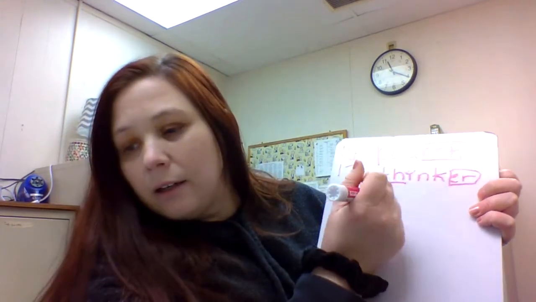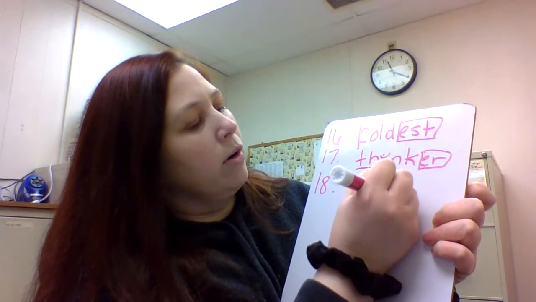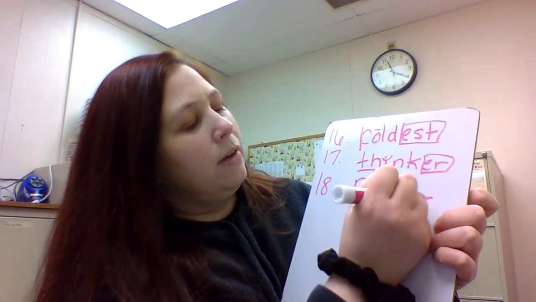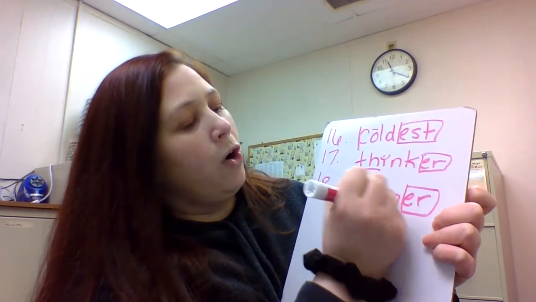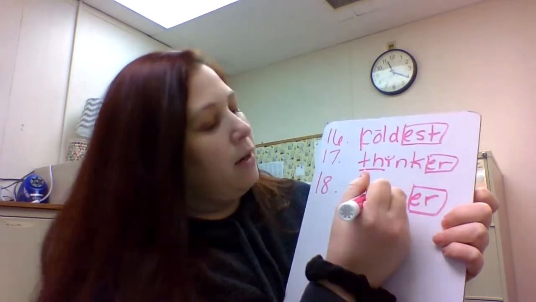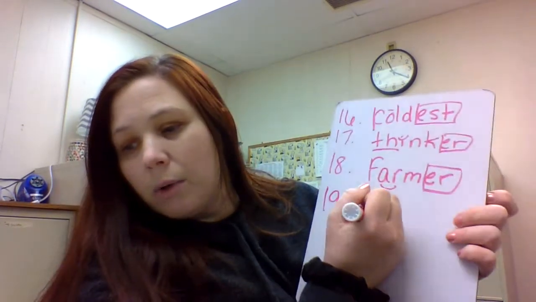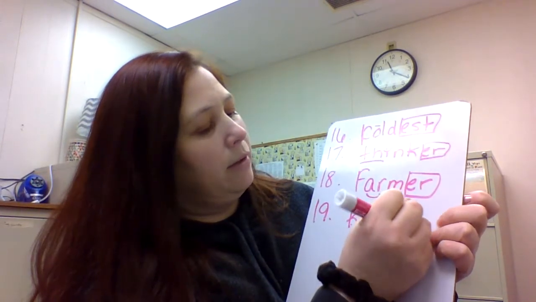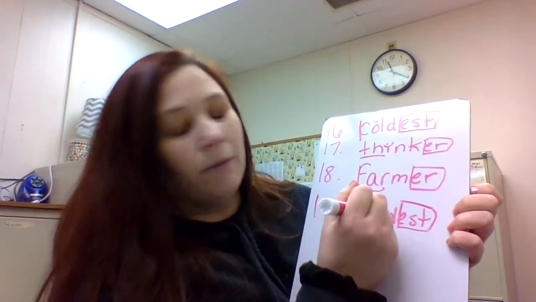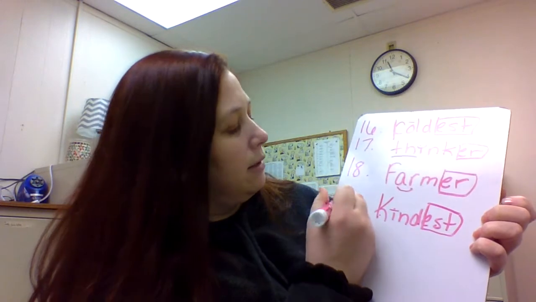Number 18, we have farmer. So see, this is one where it's not saying more or comparing two things, it's giving something that someone does. Someone who farms is called a farmer. So we're going to box off that, and then our AR combination there. Number 19, we have kindest. This is comparing 3 people, and one of them is the kindest of all. And here we have a macron on our I, kind.